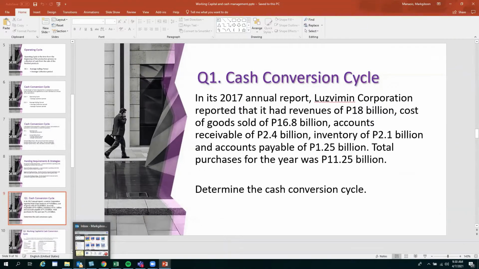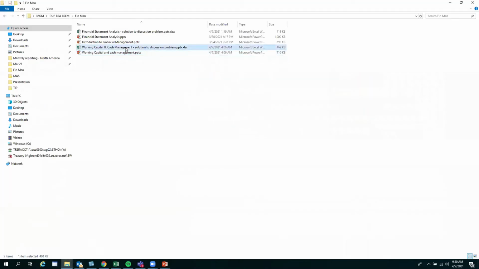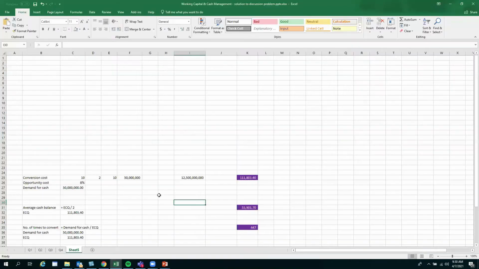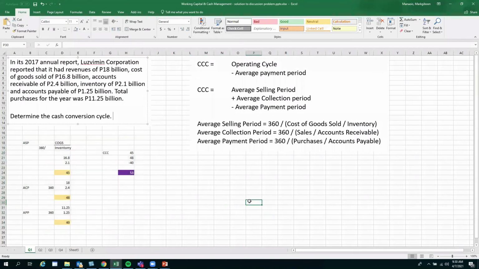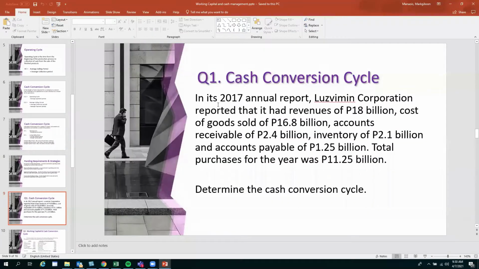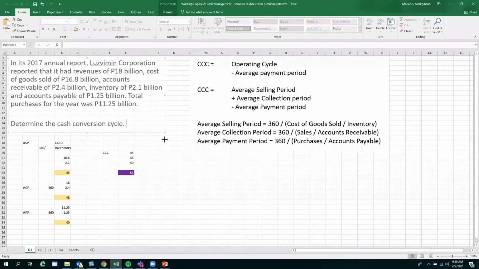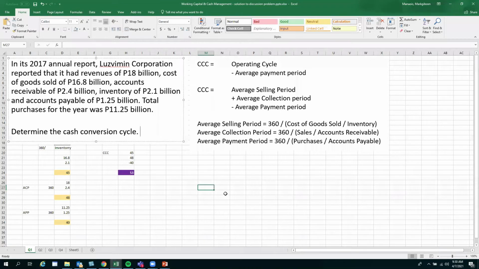This is financial management. Sige. Question number 1. So kinuha ko lang ulit yung problem from the slide. Nilagay ko dito para mas mabilis tayo mag-discuss. In its 2017 annual report, Luz Vimin Corporation reported that it had revenues of 18 billion, cost of goods sold of 16.8 billion, accounts receivable of 2.4 billion, inventory of 2.1, and AP of 1.25 billion. Total purchases for the year was 11.25 billion. Determine the cash conversion cycle.